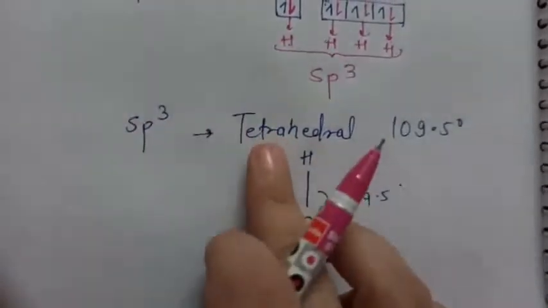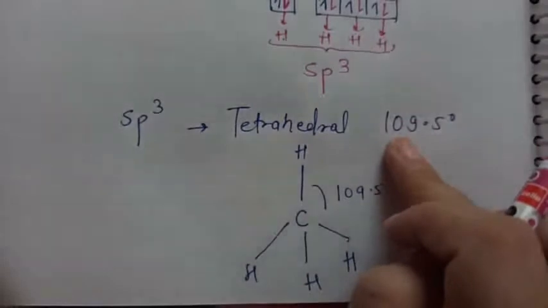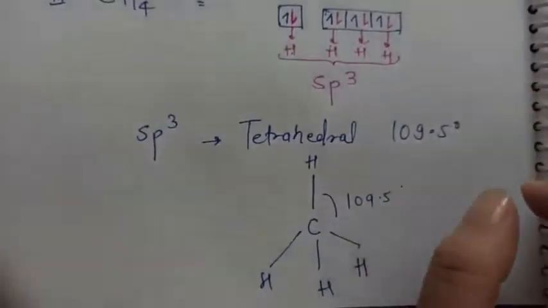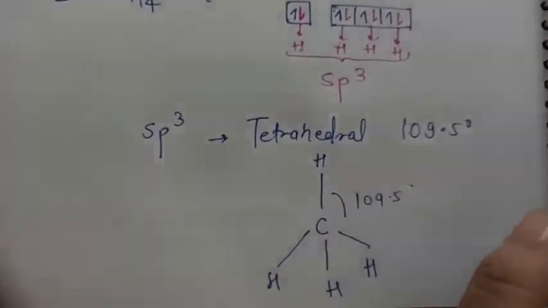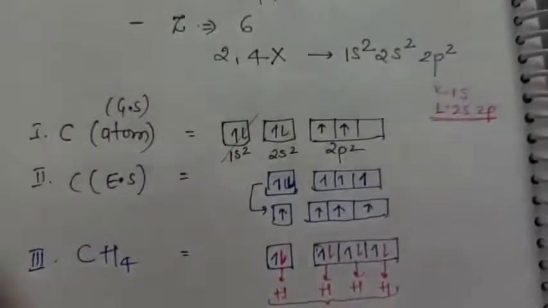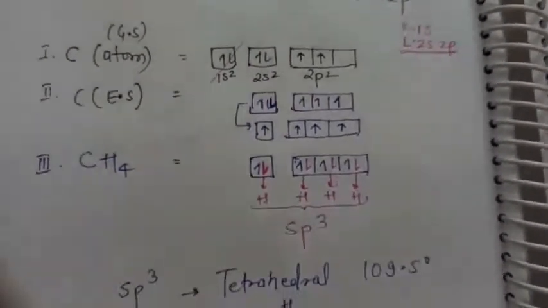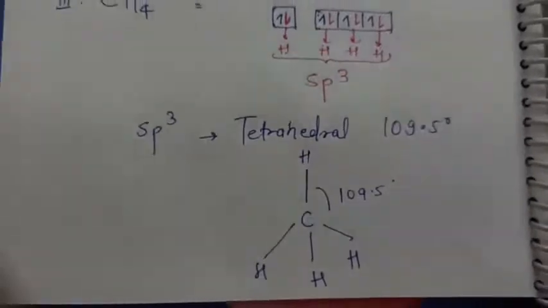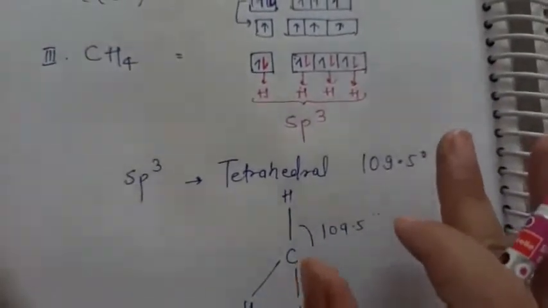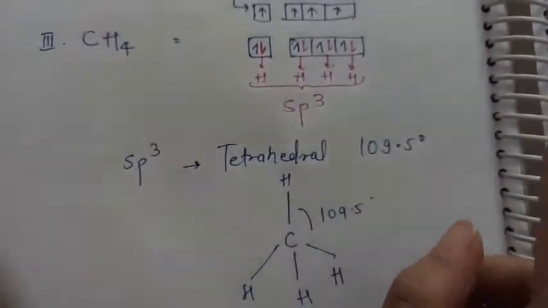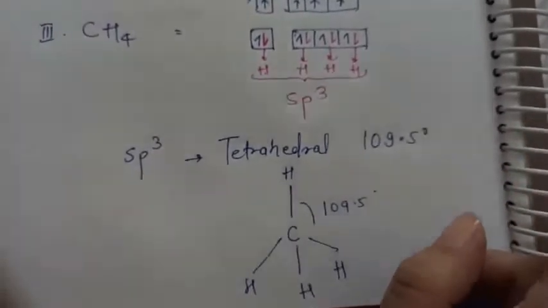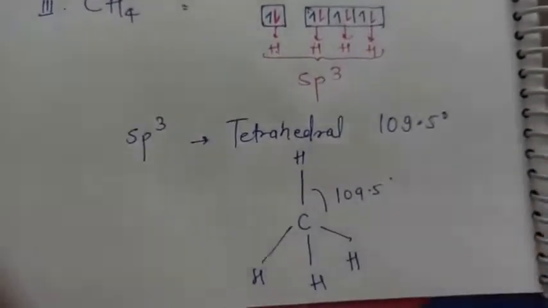Hybridization sp3, geometry tetrahedral, bond angle 109.5. So if anybody asks you the hybridization of methane in detail, then this much you should write. And this is how we work out the hybridization. Okay. So this was the hybridization of methane. Now we will discuss the hybridization of ammonia and water, and then we will compare all the 3.